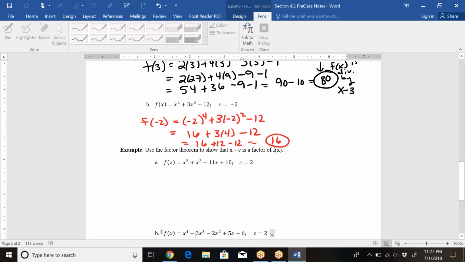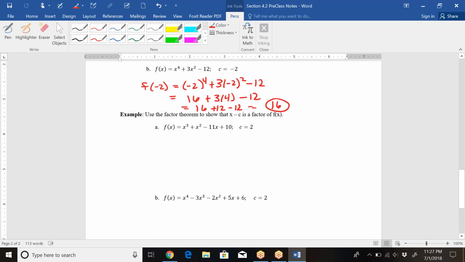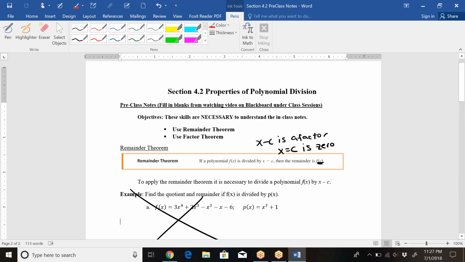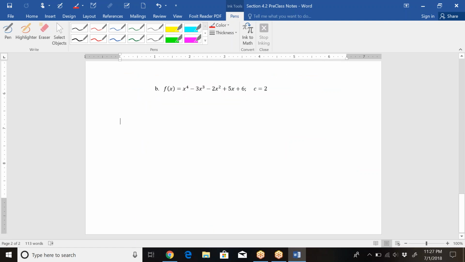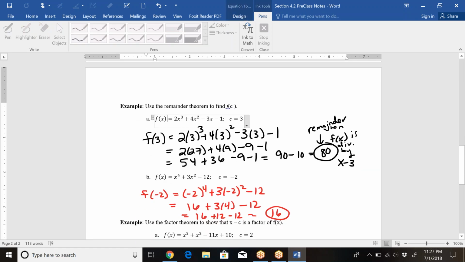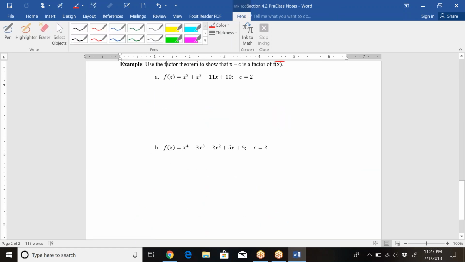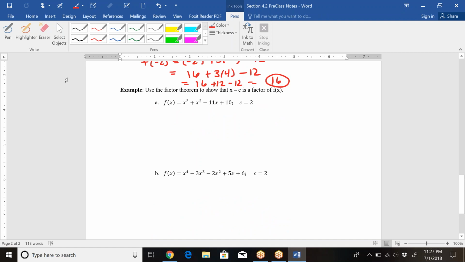Now, the factor theorem says that if the remainder comes out to 0, then you know that this factor x minus c actually is something that divides evenly into your function. So if you get a remainder that's not 0, you know you don't have a factor. So this is just showing that this one is a factor. So we should see a remainder of 0 this time.